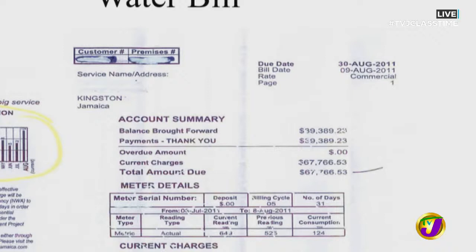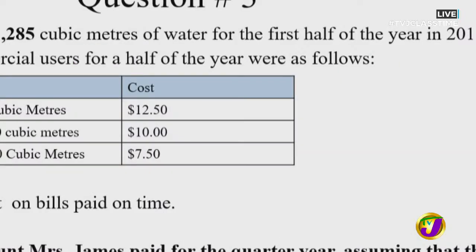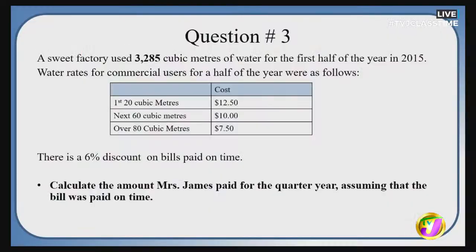So let us do some calculations. Here we have a factory, a sweet factory to be specific, that used 3,285 cubic meters of water for the first half of the year in 2015. The water rates for commercial users for half of the year were as follows. So we have the information captured here. For the first 20 cubic meters, it was $12.50. For the next 60 cubic meters, it was $10 per cubic meter. And if you went over 80 cubic meters, you paid $7.50 per cubic meter.